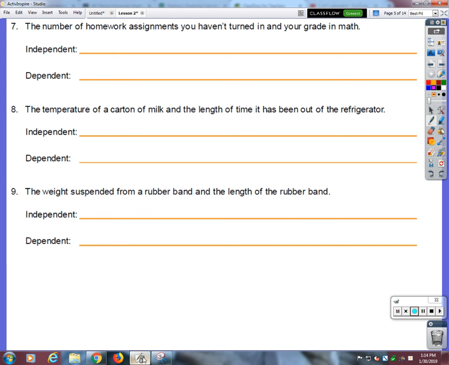Matthias? Grade of math is independent? Dependent. Right, your grade depends on. Yeah, your grade in math depends on the number of homework assignments you turn in, and of course, how well you do those assignments.